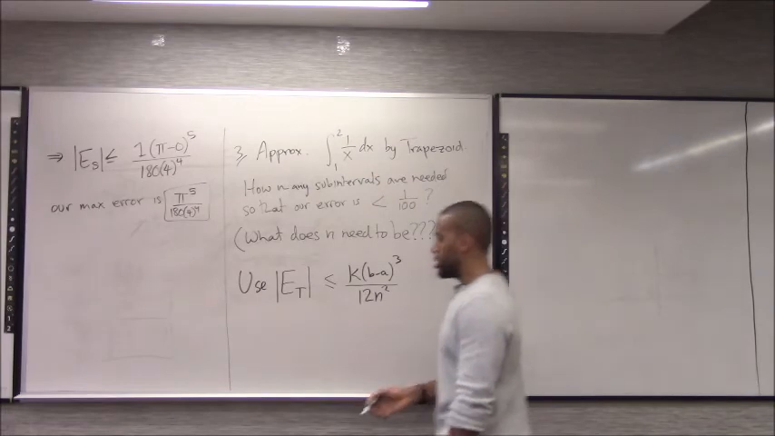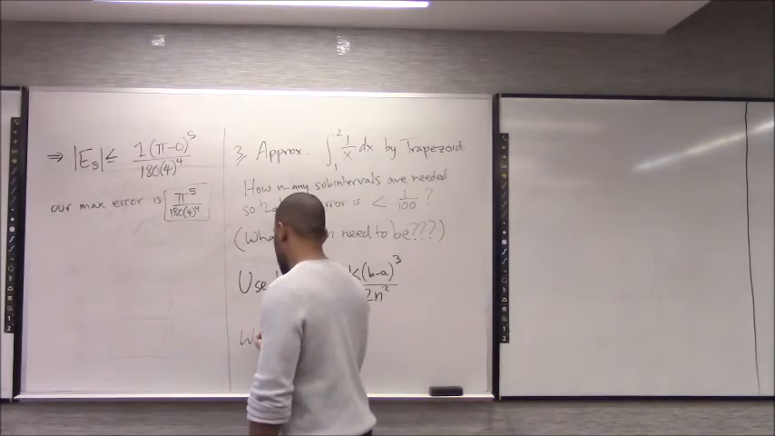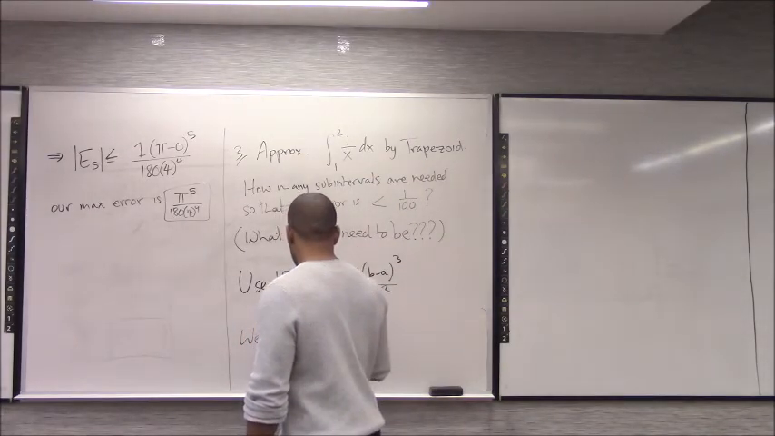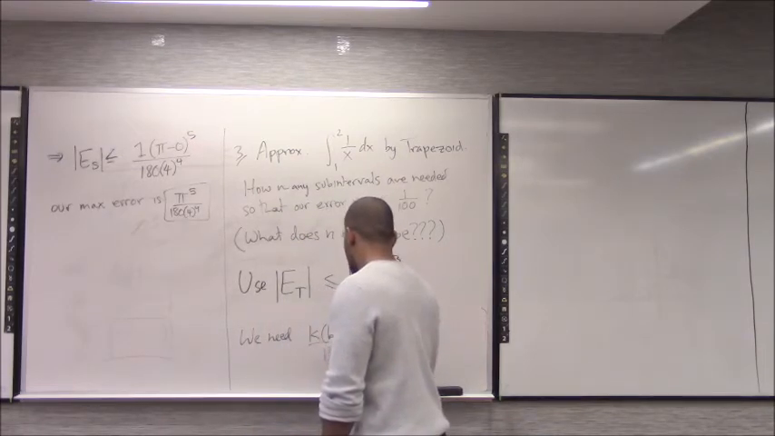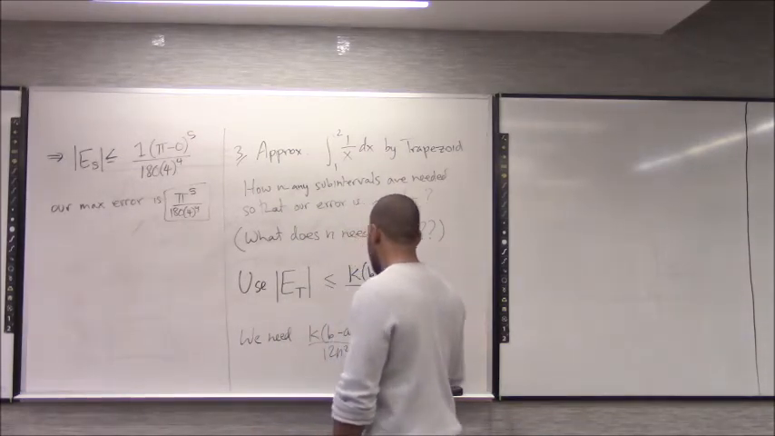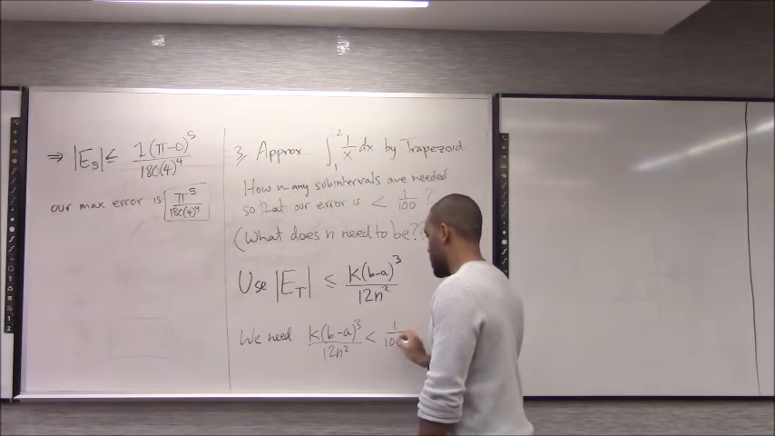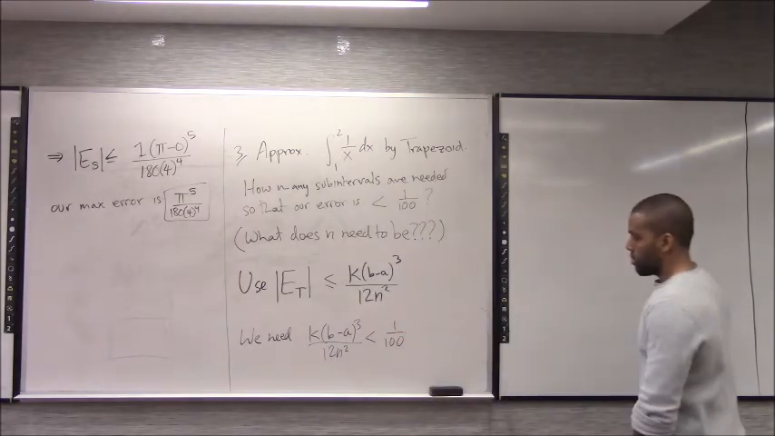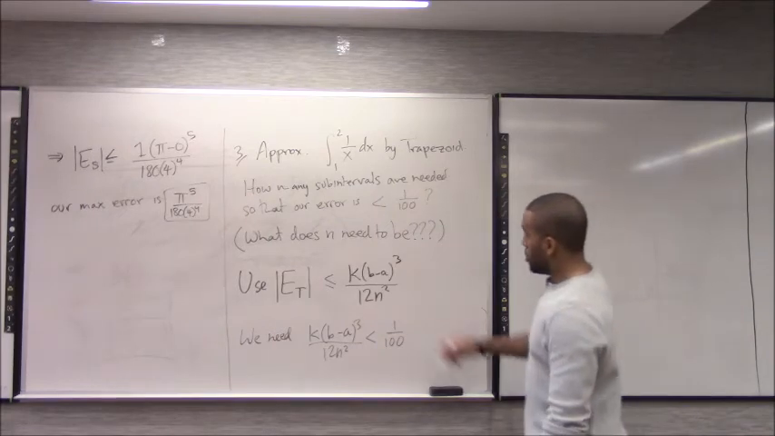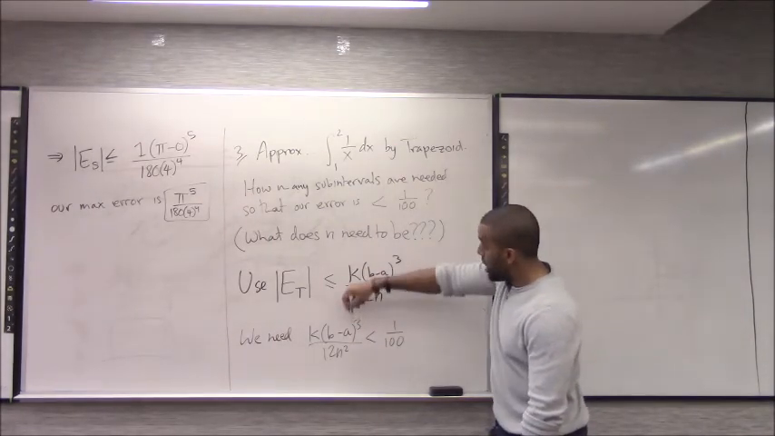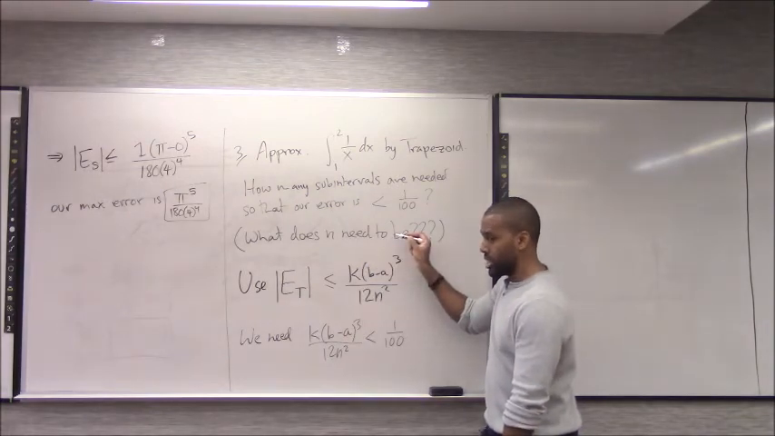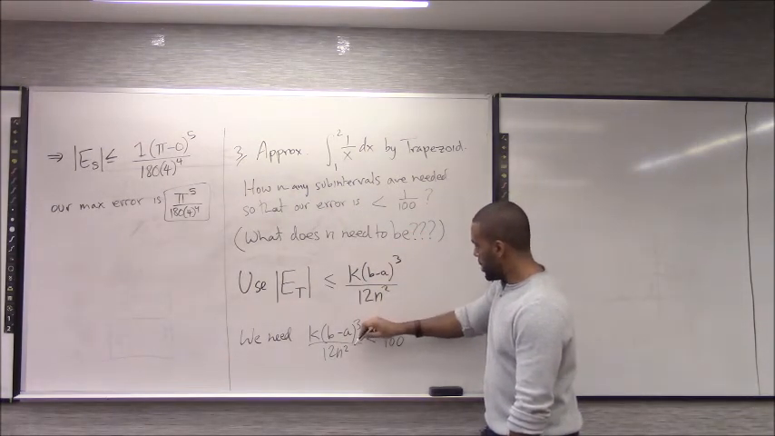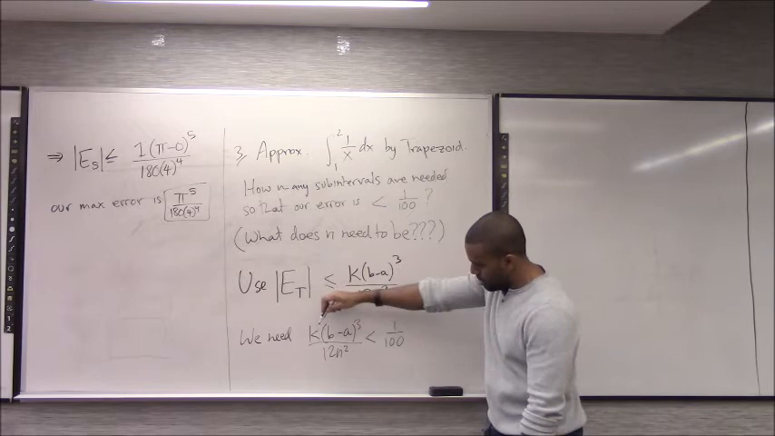So all you need to do now is we need this guy to be less than 1/100. That's all I need. The b I know, that's 2. The a I know, that's 1. The n I don't know. The whole point of this exercise is to figure out what n is. But in order to actually find n, I need to be able to find the k.